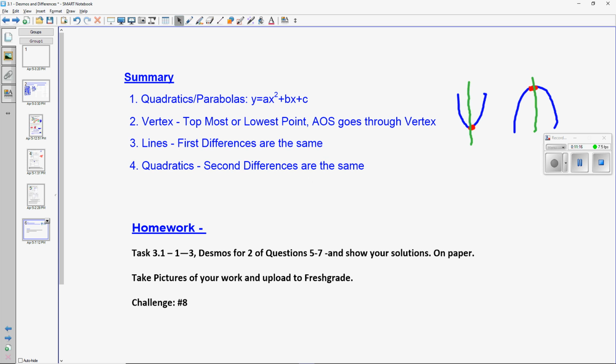Now for your homework, you're going to do task 3.1, numbers 1 through 3, and use Desmos for two of the questions from 5 to 7. Then I want you to show all your solutions either on paper or on the computer, and I want them uploaded to FreshGrade. And there's a challenge for question number 8, which is very difficult.